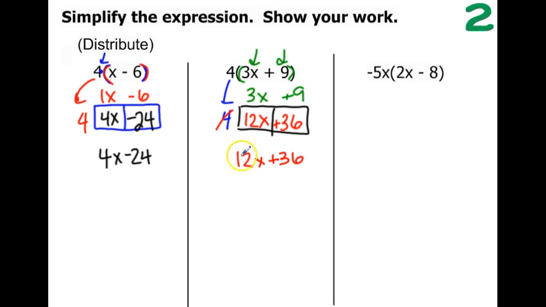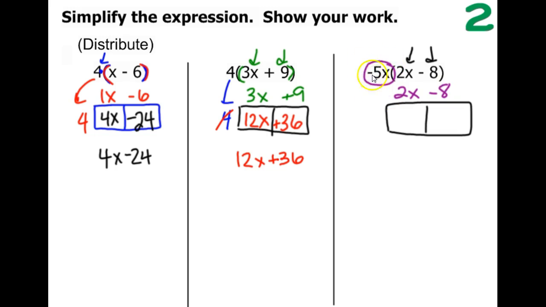Don't include that 4. Some of you guys are trying to include that. We're done once we multiply. Alright. Third one, I see a set of parentheses with two terms inside, so I know I need to draw a box to multiply. My classroom on top is 2x minus 8. But my teacher this time is a big term here, negative 5x.